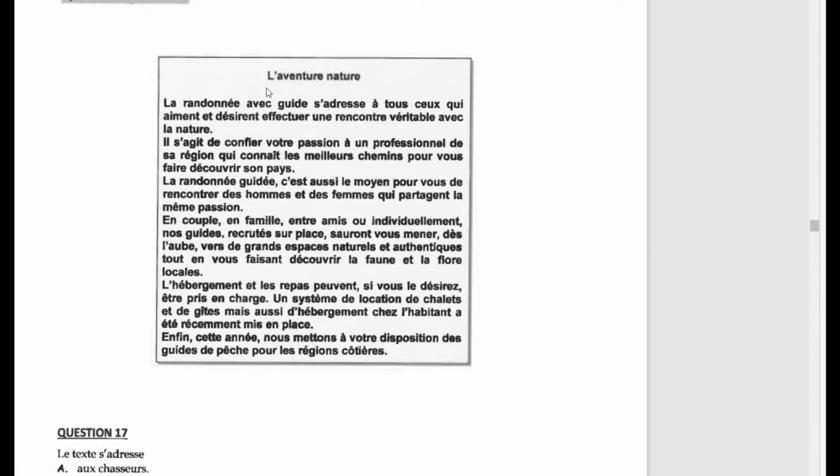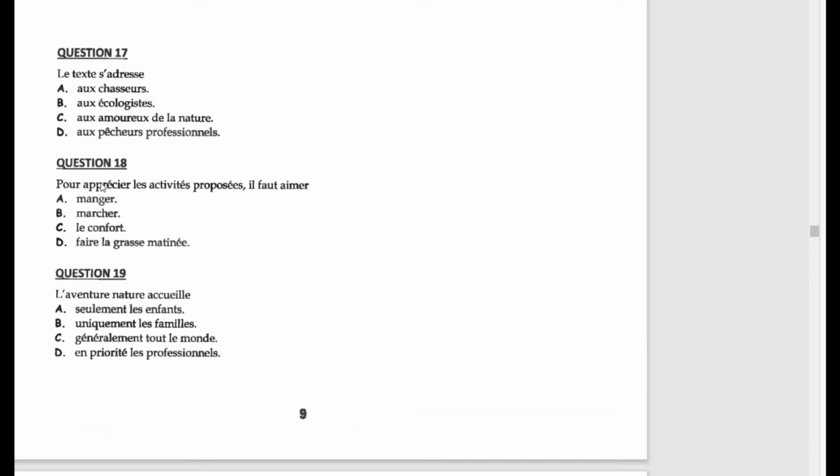So let's look at the heading, Lavanchuk Nachuk, which means they're talking about some adventure in nature. In questions, we have three questions. Lu text s'adresse. So this text is for people: chasseur, écologiste, amuhu, dulanachu, pêcheur professionnel. Since we are talking about some adventure in nature, it could be for amuhu, dulanachu.